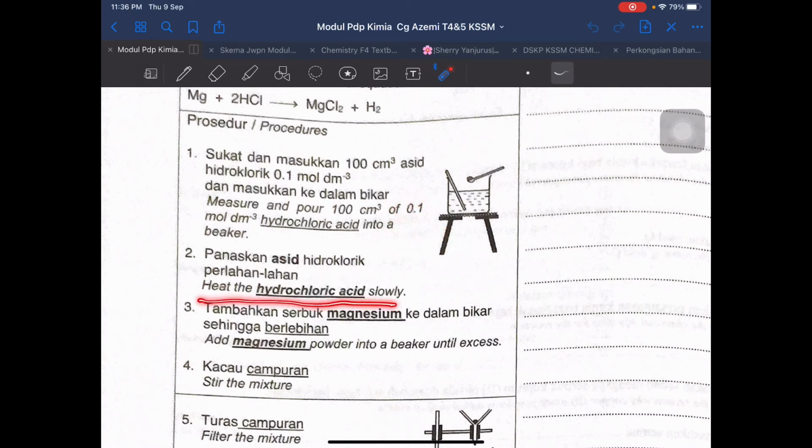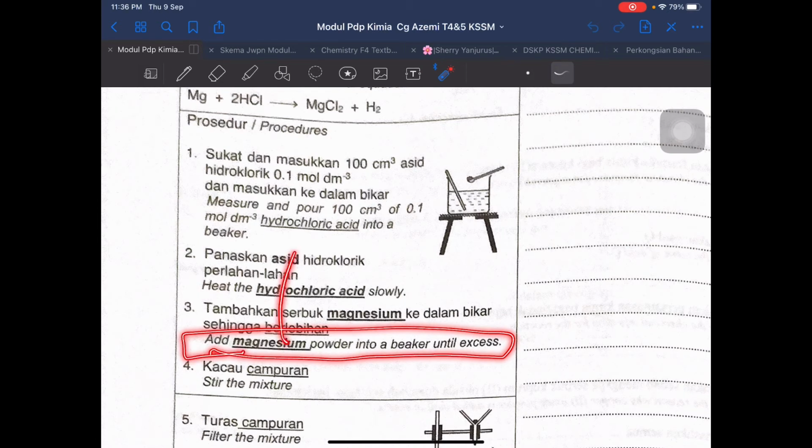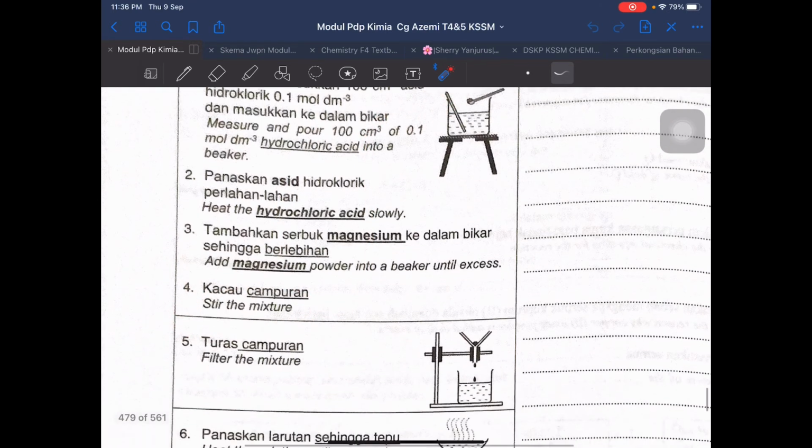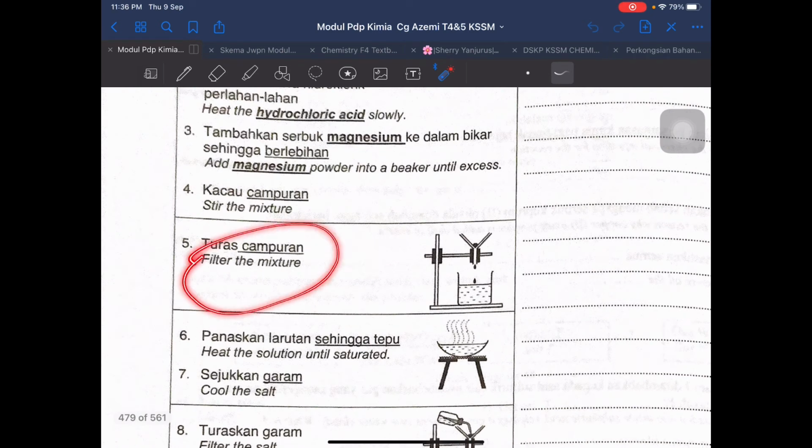Heat the hydrochloric acid slowly. Medium heat kan? Just now in textbook. Medium heat. Add magnesium powder into the beaker until excess. By using apa? Using spatula. Alright? Stir the mixture. Use apa? Use glass rod. Stir the mixture. And then you filter the mixture. Use apa? Use filter funnel. Heat the solution until saturated, sampai tertinggal 3/4.